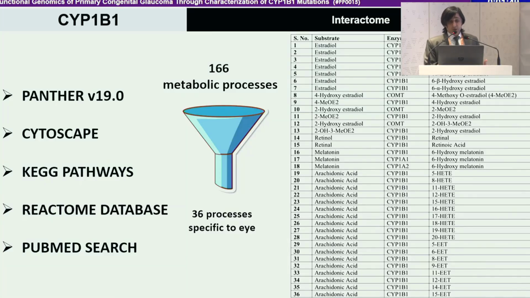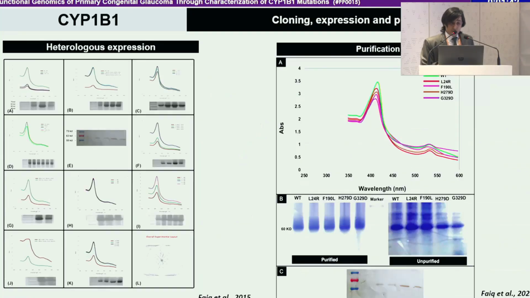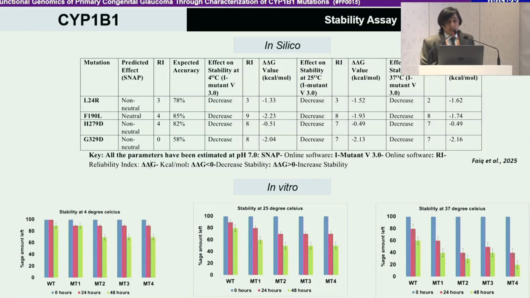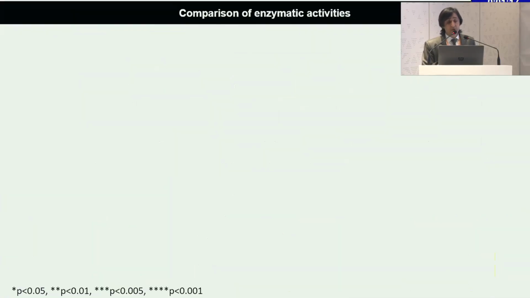We then thought, let's subject the protein product of these mutations to functional assays. On the left, you would see the expression of the heterologous protein, and on the right, the purification. So we expressed the protein, purified it, and first checked whether the expressed protein is stable. We saw a decrease in stability in silico as well as in vitro, with MT4 and MT3 having a high loss of stability at many different temperatures.